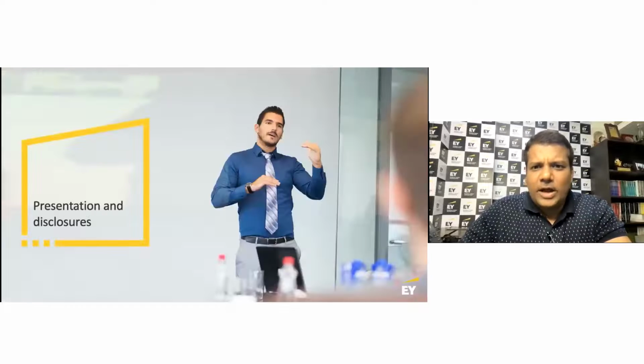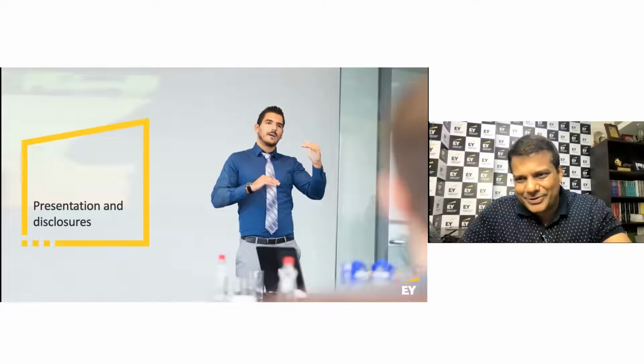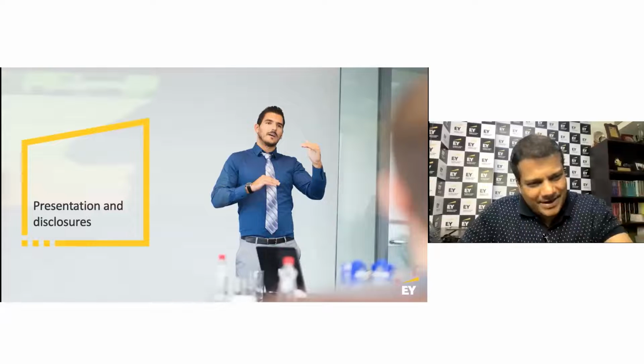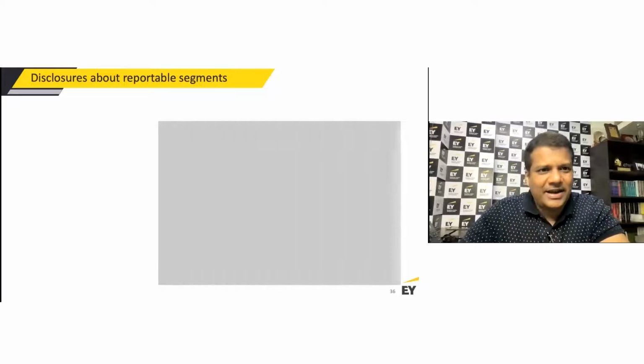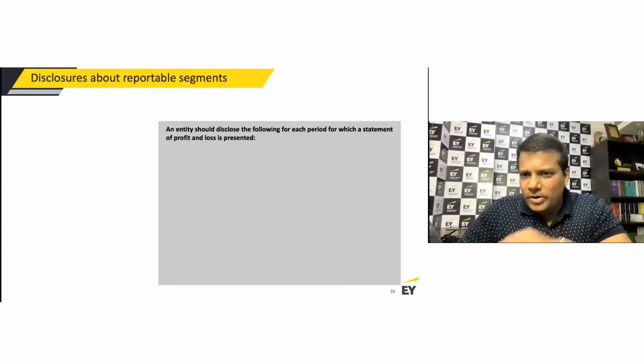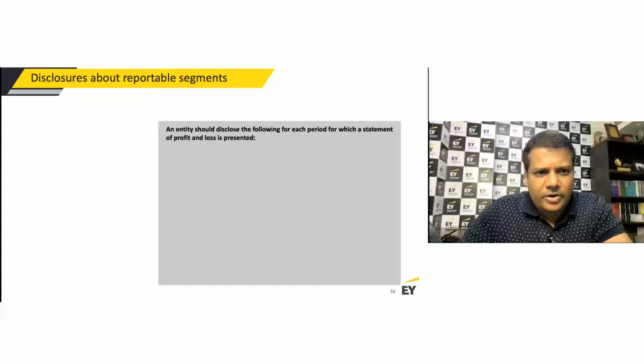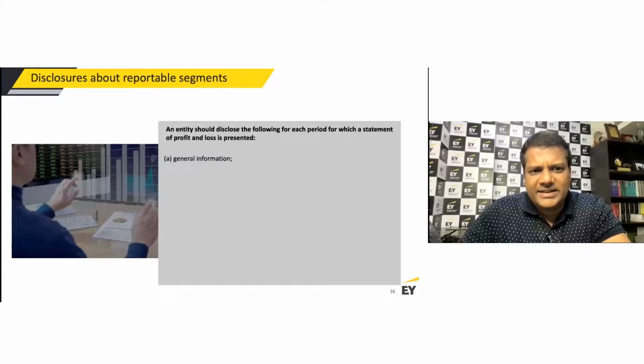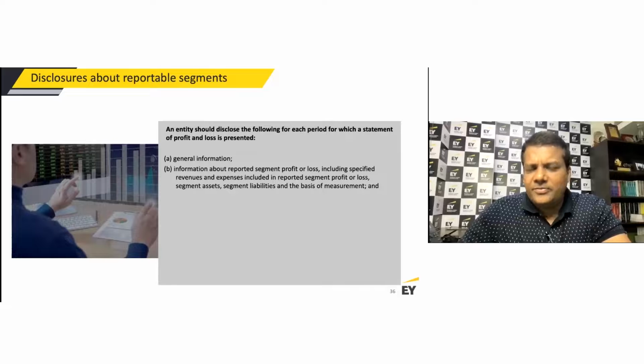All right. So now we're going to talk about the presentation and disclosures. As I said, it is a disclosure only standard. So disclose, continue to disclose, but make evaluations, right? So you disclose the following. So what all goes into for which a statement of profit or loss is presented, the general information about reported segment profit or loss, including specified revenue and expenses included in the reported statement, segment profit or loss, segment assets, segment liabilities, all of that, right?